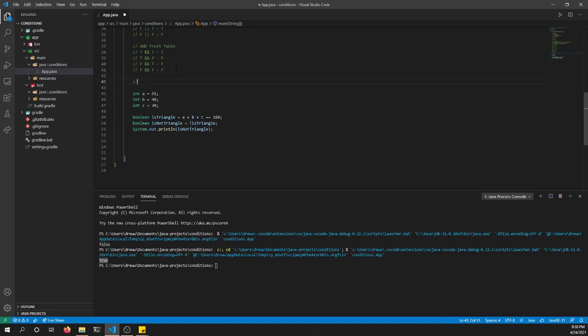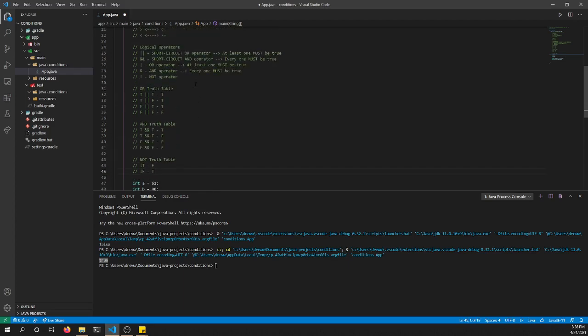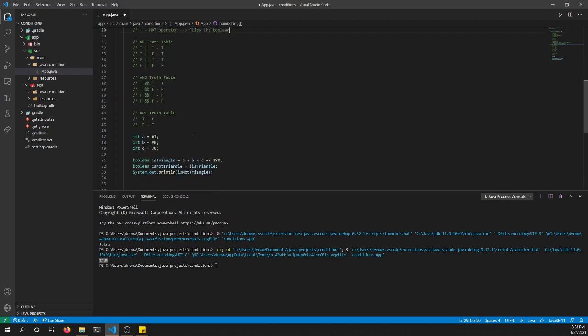So the not operator is pretty simple, and it has a smaller truth table. It just has 2 rows. The way we look at it is not true and not false. Not true becomes false, and not false becomes true. All the not operator does is flip the Boolean. So if the Boolean was false, not makes it true. If the Boolean was true, not makes it false.